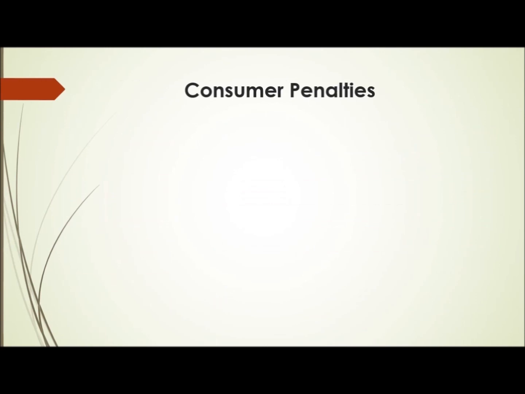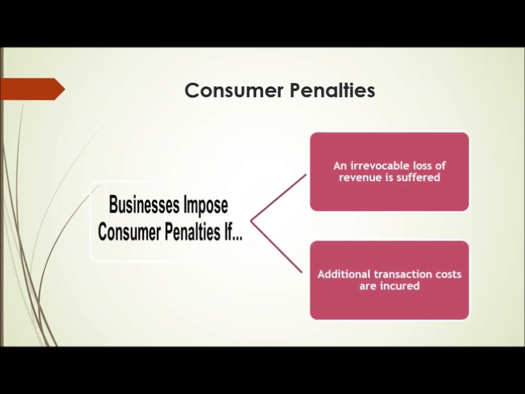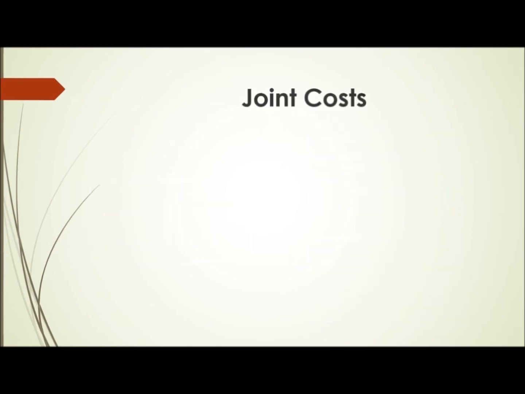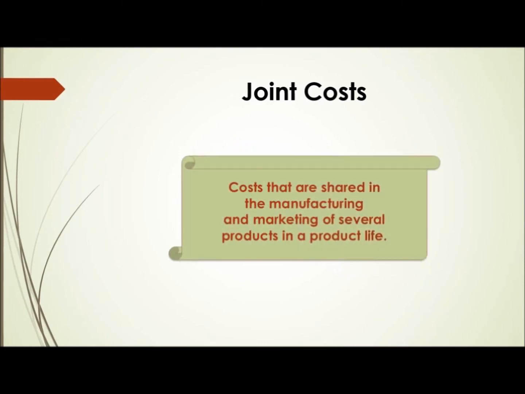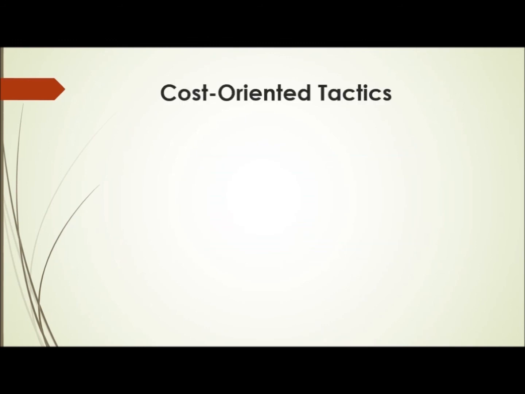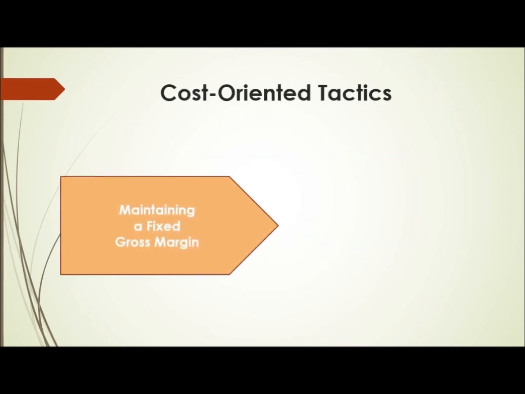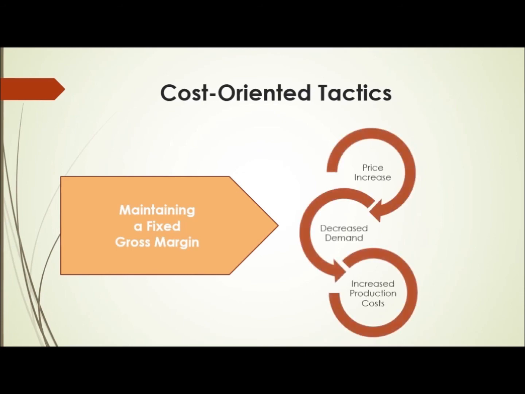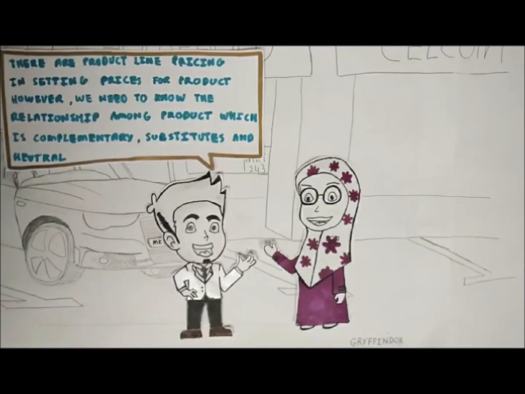Consumer penalties. Businesses impose consumer penalties if an irrevocable loss of revenue is suffered or additional transaction costs are incurred. Joint costs. Costs that are shared in the manufacturing and marketing of several products in a product line. Cost-oriented tactics. In maintaining a fixed gross margin, we can increase the price, decrease demand, or increase the production cost. They are product line pricing in setting price for product.